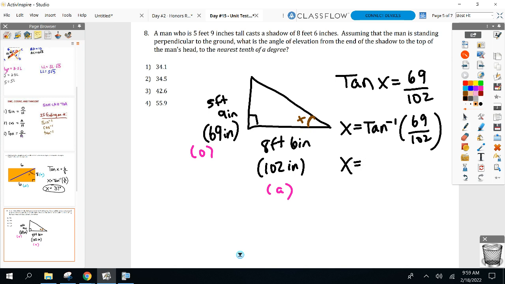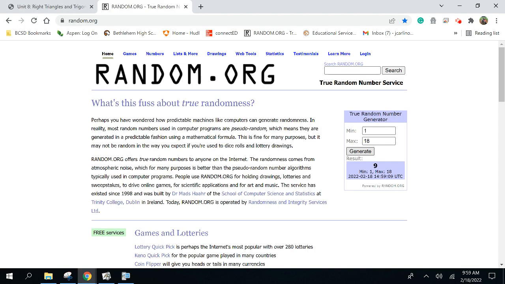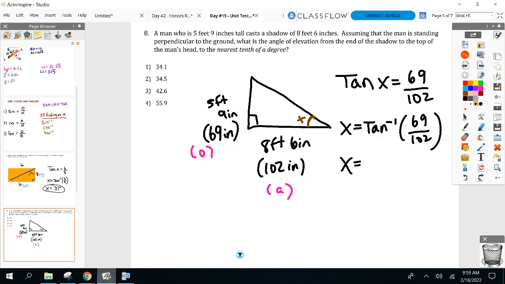Hopefully we get one of those choices. No, we're in trouble. To the nearest tenth of a degree, what are we looking at? 3? Take your time. Is that 34.1? There you go. Good.